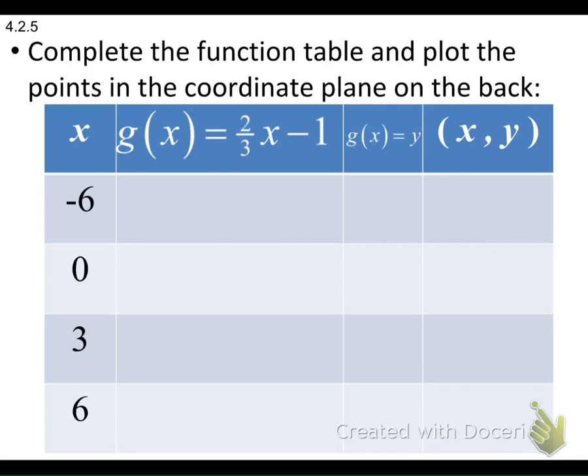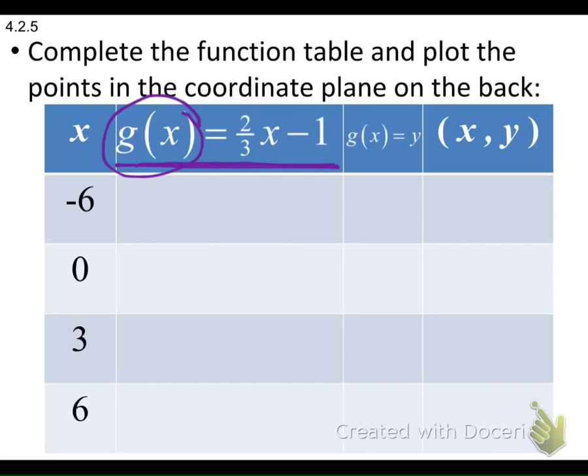This middle part here, this is our function. This part here doesn't mean we're going to take g times x. That's just the name of the function. So we don't say g parentheses x or g times x. How would I say that? The function of x or g of x, okay?